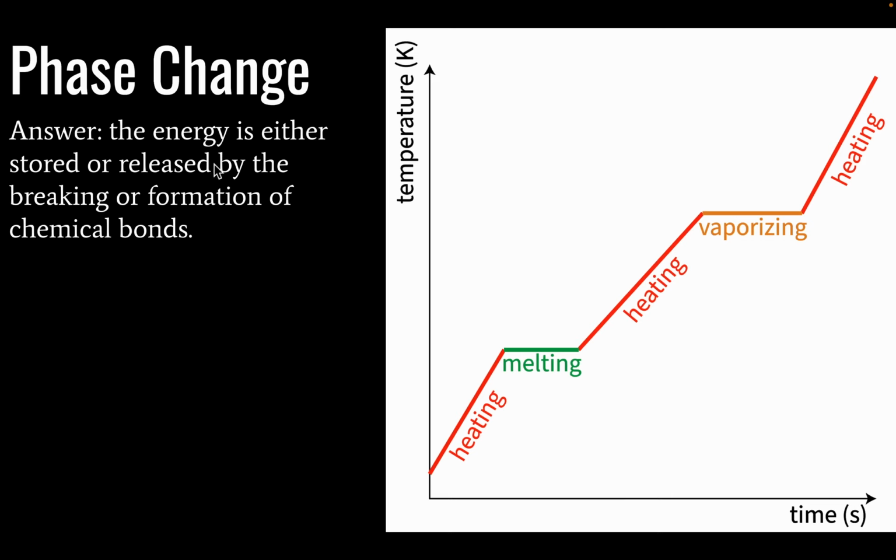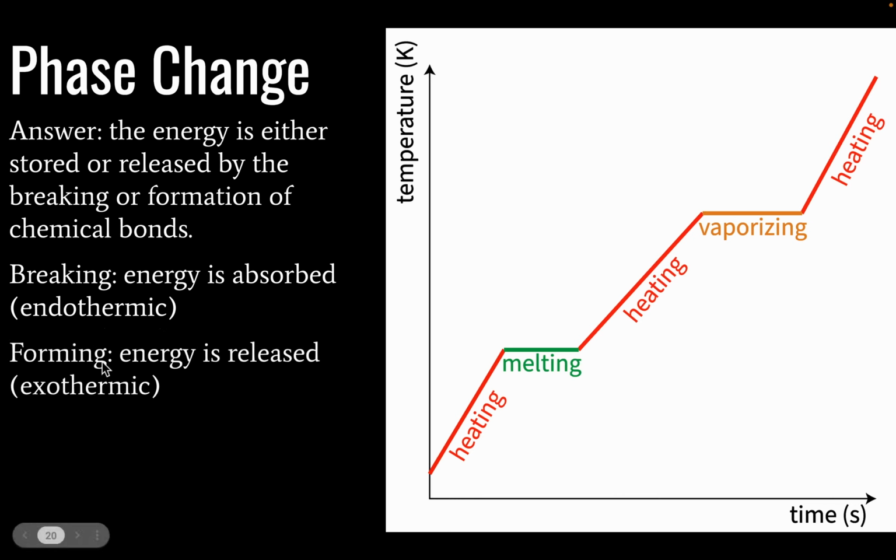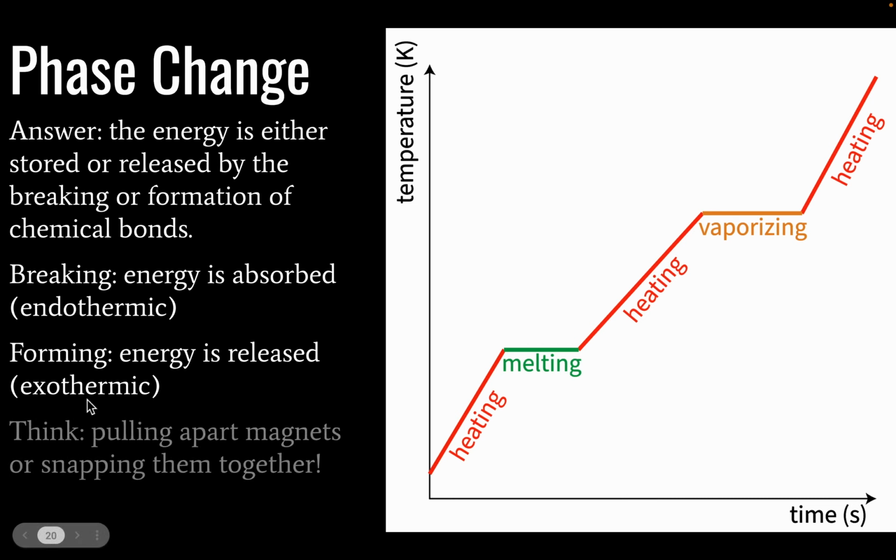Yeah, the reason is because this energy is being stored or released by either the breaking or formation of chemical bonds. And since we're heating the substance here, we are breaking chemical bonds. So that is why we have a constant temperature over time. So just some definitions. Breaking chemical bonds means that energy is being absorbed by the substance. In chemistry terms, we would call this endothermic. You don't necessarily need to know this for IB physics. When we're forming chemical bonds, energy is released, and that is what is called an exothermic process.